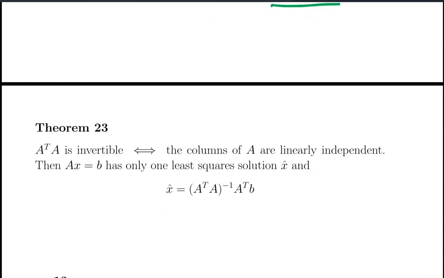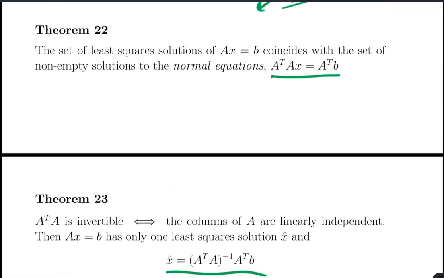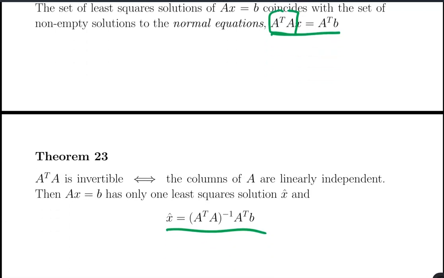Again, if A transpose A is invertible, that implies the columns of A are linearly independent and vice versa. If the columns of A are linearly independent, then A transpose A is invertible. So Ax = b has only one least squares solution. And that's basically coming out of this piece right here. If you take the inverse of that and left multiply both sides by it, you're going to get this result here. So that's how you find x hat.